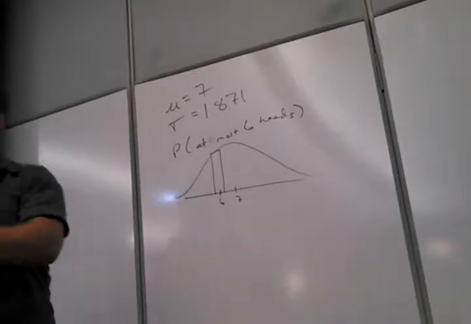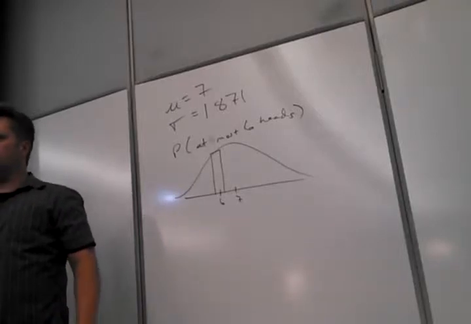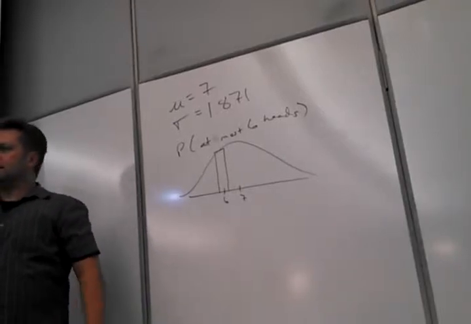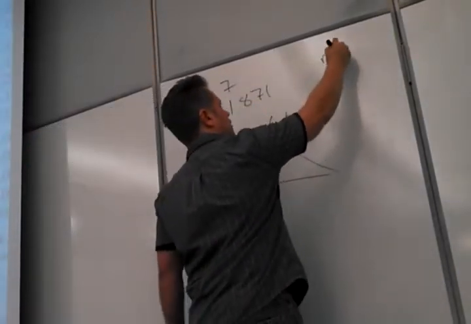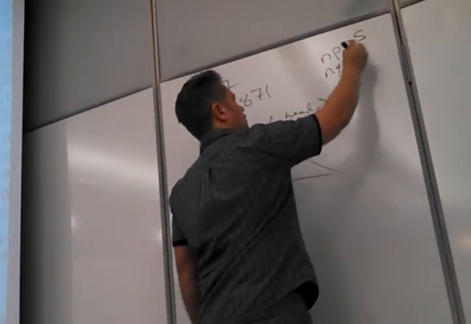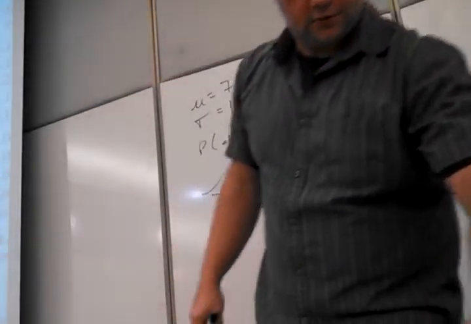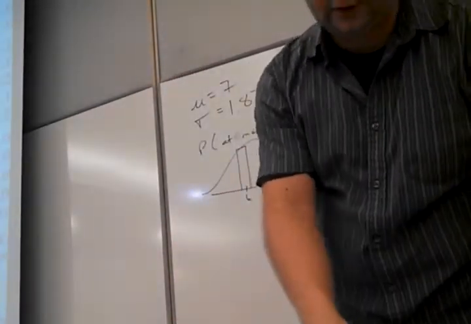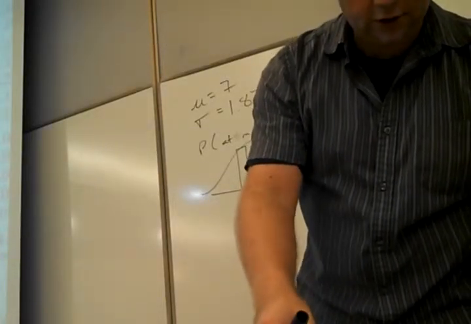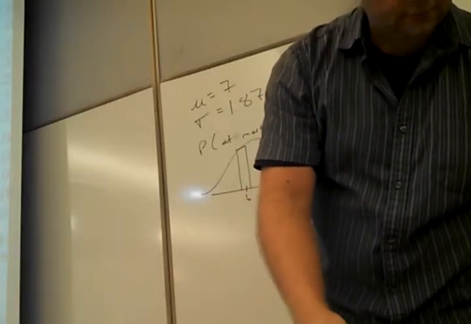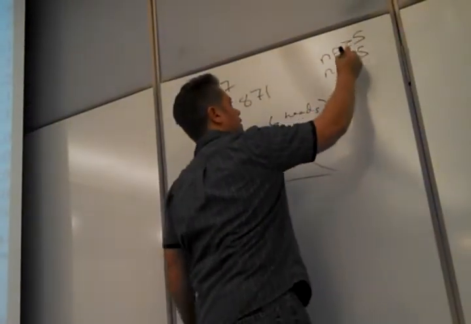So what do I check in an NPQ problem? What do I check to see if it's normal enough? Who remembers, or who took good notes and can see what I said? Beautiful. If NP is greater than 5 and NQ is greater than 5. Depending on the book you use, this book says at least 5.